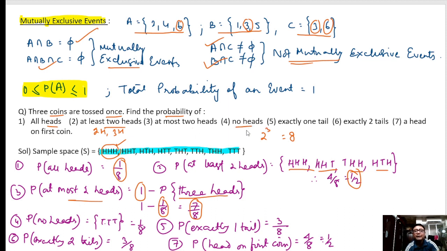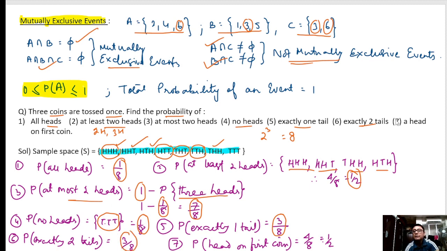Next is no heads. For no head, there is only 1 case: tail, tail, tail. So 1 by 8. Next is exactly 1 tail. So exactly 1 tail, how many times are you getting? 1, 2, 3. So 3 out of 8. Next is exactly 2 tails. So exactly 2 tails, how many are you getting? 1, 2, 3. So 3 out of 8.